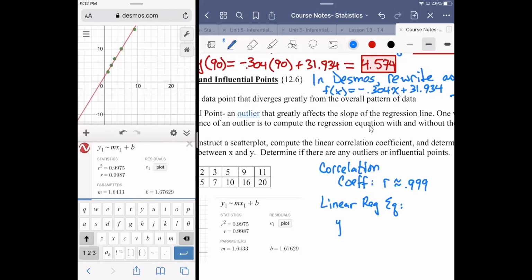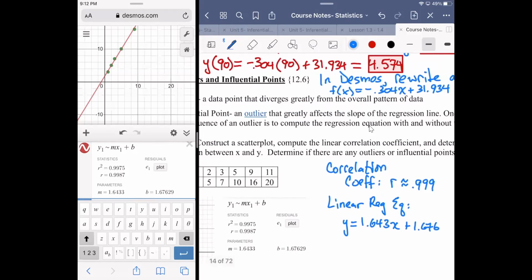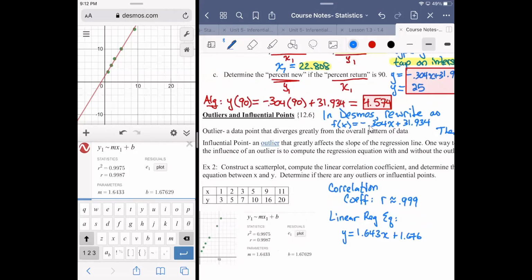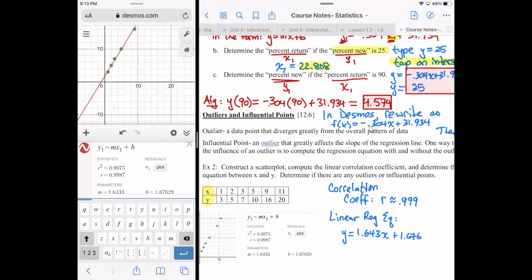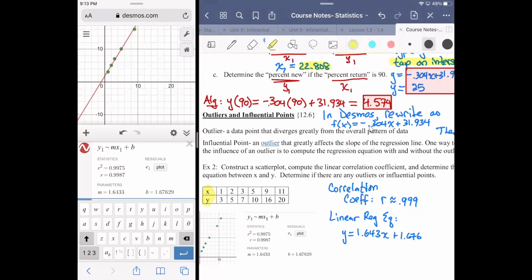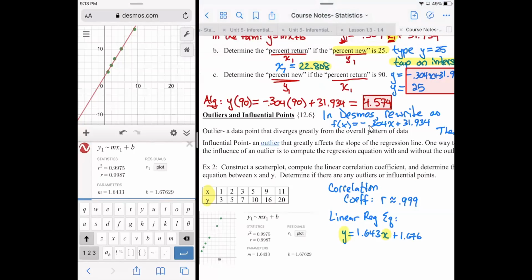So that would be in the form of y equals mx plus b. So y equals 1.643x plus 1.676. Now, I'm leaving it in terms of x's and y's because the original data table was given in terms of x's and y's. I'm given that piece of information, so I've got to be consistent with what the problem is framed as. That's why those are x's and y's rather than x1 and y1s.